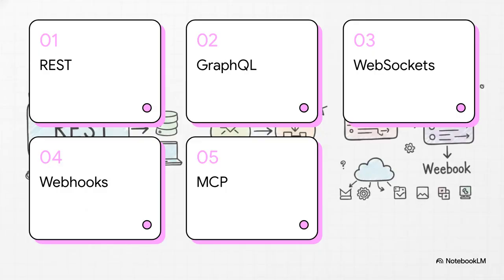Okay, let's dive right into this. Here's our roadmap for today. We'll start with the modern API toolkit, look at REST as the reliable default, check out GraphQL for precision data fetching, WebSockets for real-time connections, webhooks for event notifications, and finally, MCP, the new AI API standard.